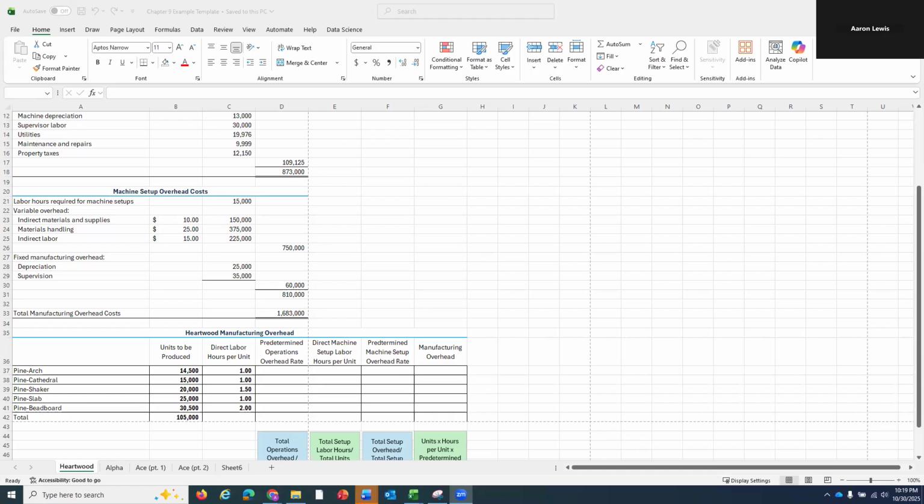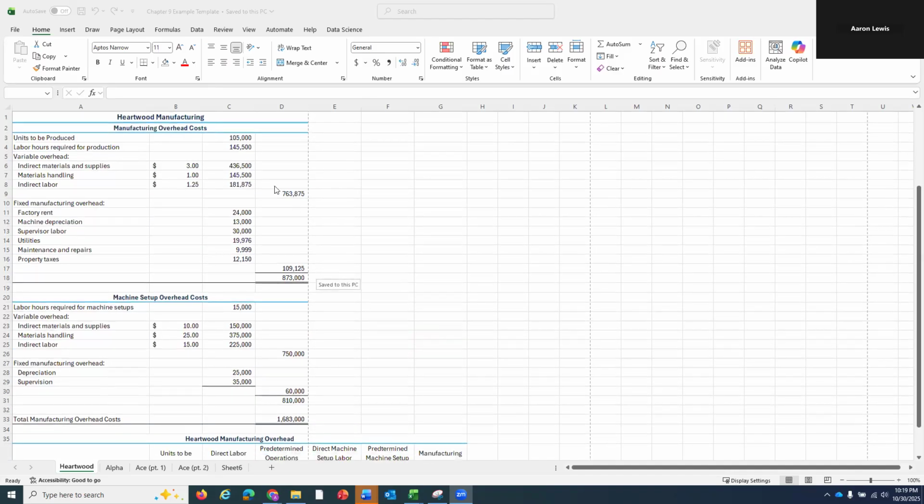In this example problem, we're going to be looking at Heartwood Manufacturing. Heartwood Manufacturing has two separate pools that they are going to use for overhead costs. They have their regular operations overhead, coming from things like their factory rent, their machine depreciation, etc. That is going to be based upon the amount of direct labor hours that get used in production.